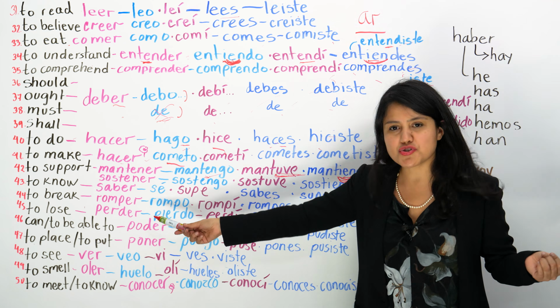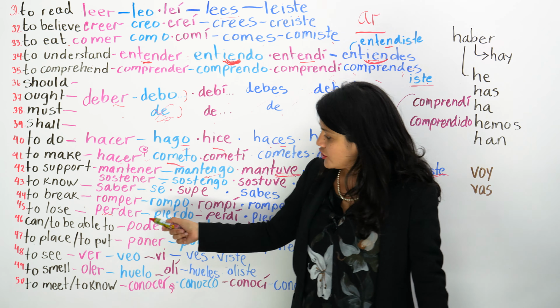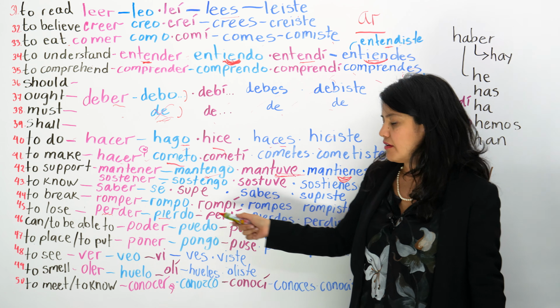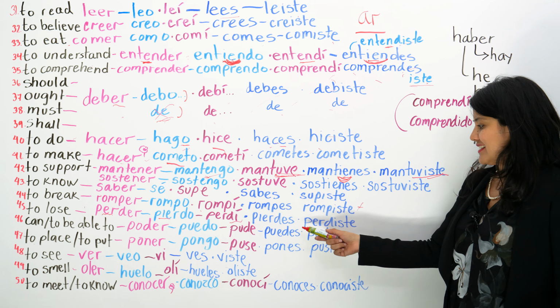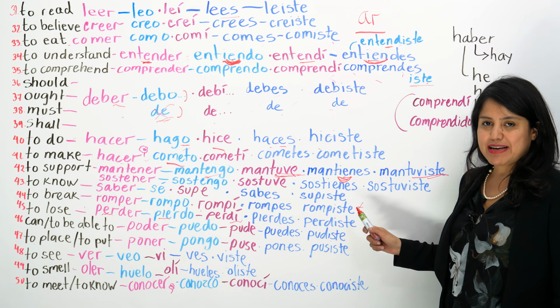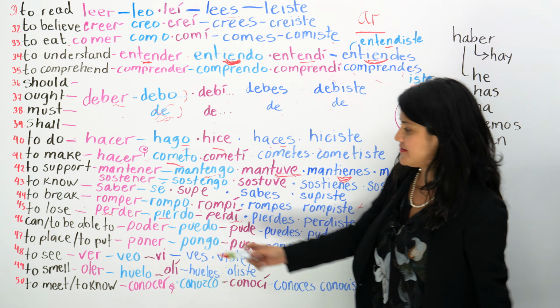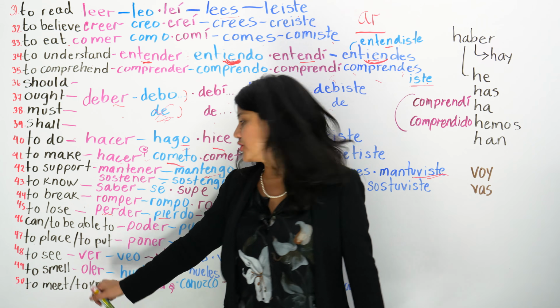You can say, to lose, perder. There's gonna be an irregularity here. Yo pierdo, yo perdí. No irregularity. Tú pierdes. Tú perdiste en el pasado. Perdiste. You lost. Perdiste. Se acabó. It's finished. Se acabó.